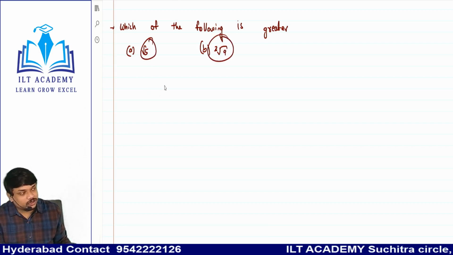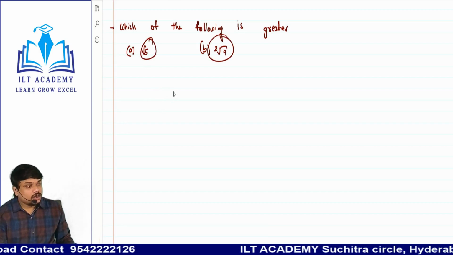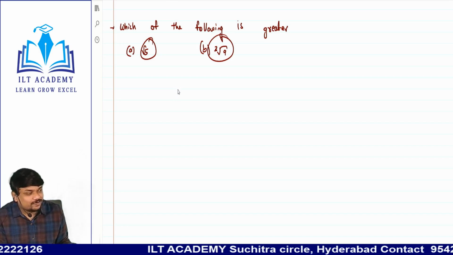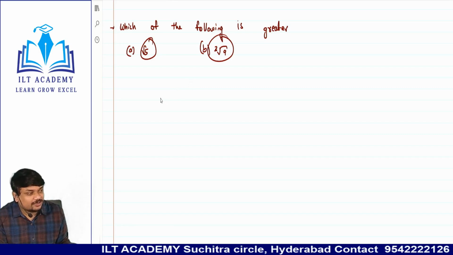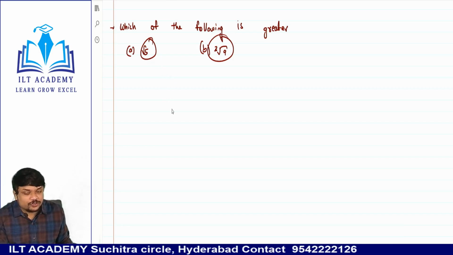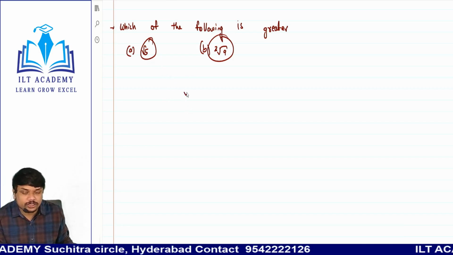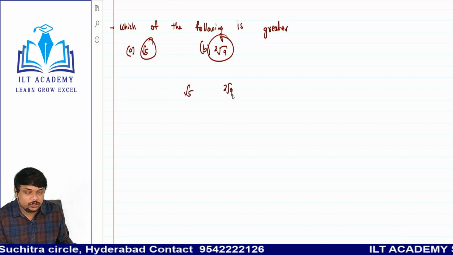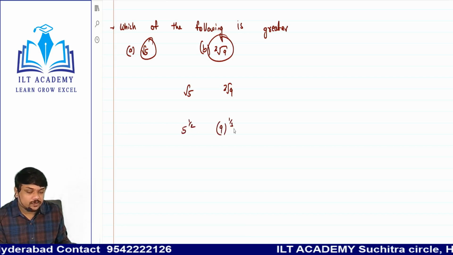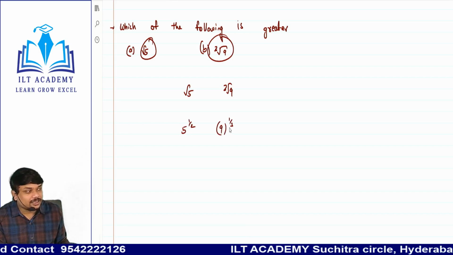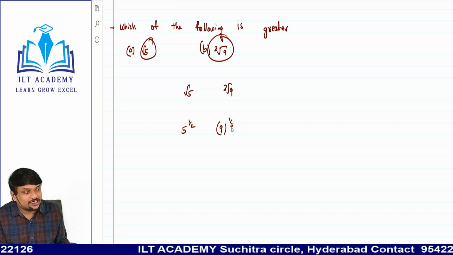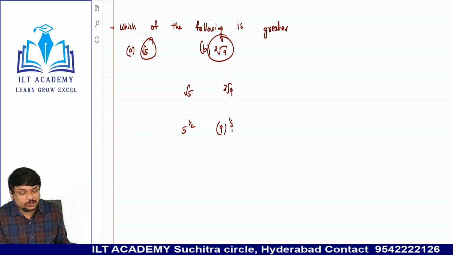Now in this case, you will do what? This is root 5. So you can't tell directly. So what you can do is under root 5, this is cube root 9, right? So this can be written as 5 power 1 by 2, and this can be written as 9 power 1 by 3, which is 3 power 2 by 3, you can write.